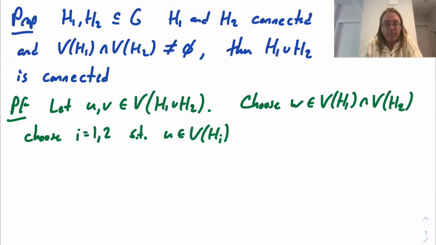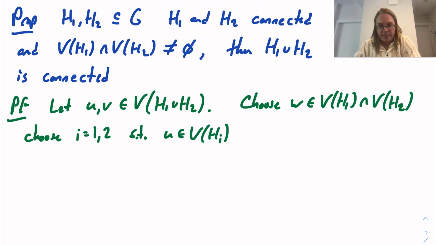Now, W is also a vertex in HI, right? W is in H1 and in H2. So the vertex U is in HI and the vertex W is in HI, and HI is connected. That's our other assumption: the subgraphs H1 and H2 are both individually connected.